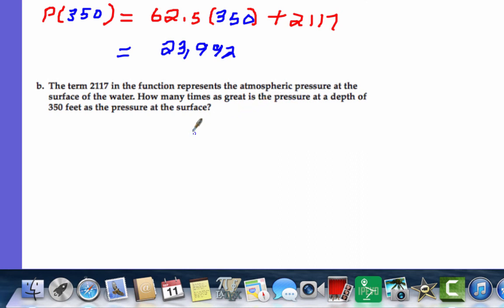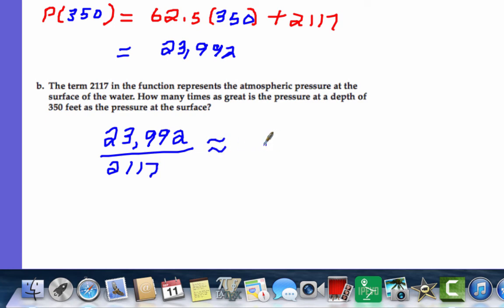In part B, the term 2,117 in the function represents the atmospheric pressure at the surface of the water. How many times as great is the pressure at the depth of 350 feet? Well, the idea here is you just take your answer from part A, 23,992, and you're going to divide that by the original 2,117, which is going to be approximately 11.33 times as great. Okay, so that's linear equations, guys.